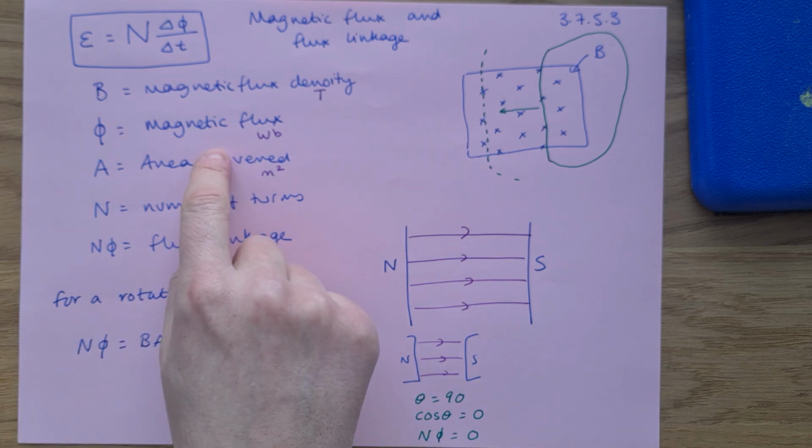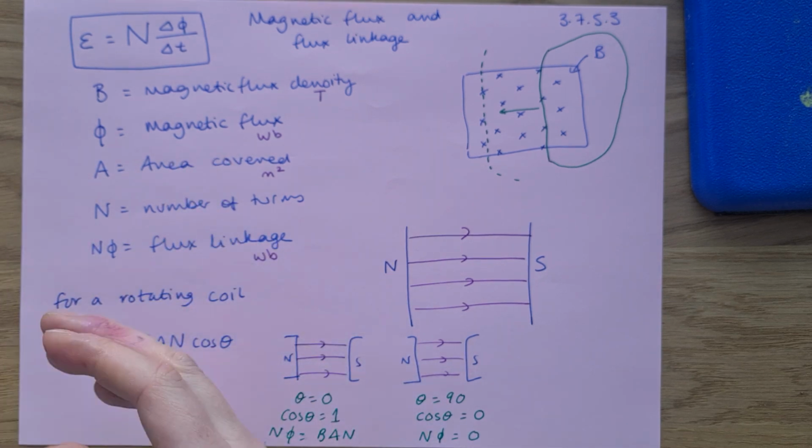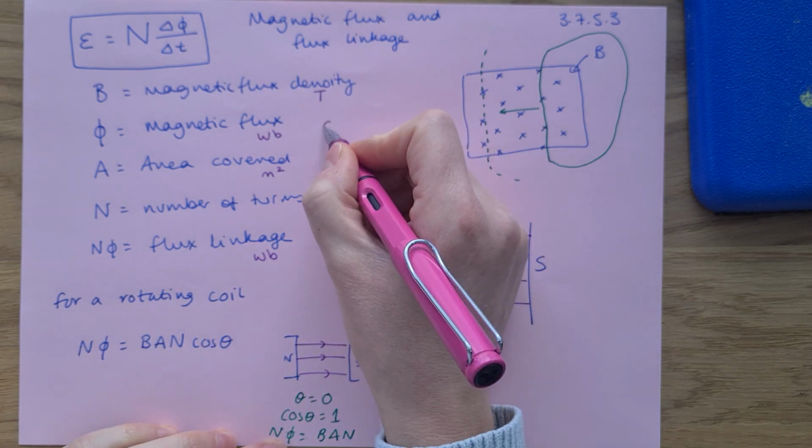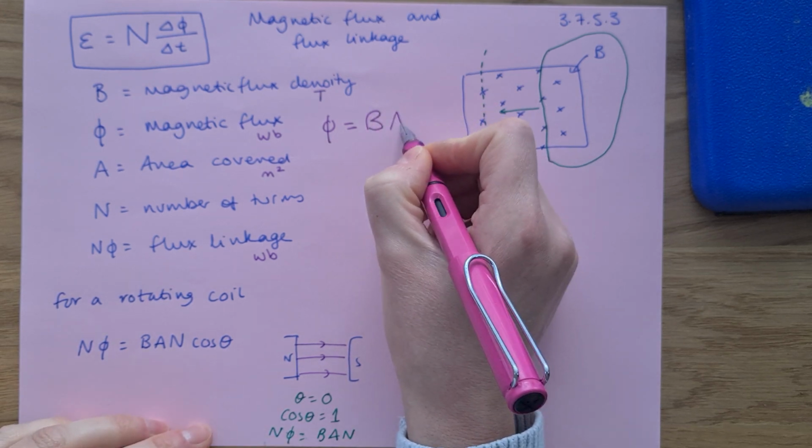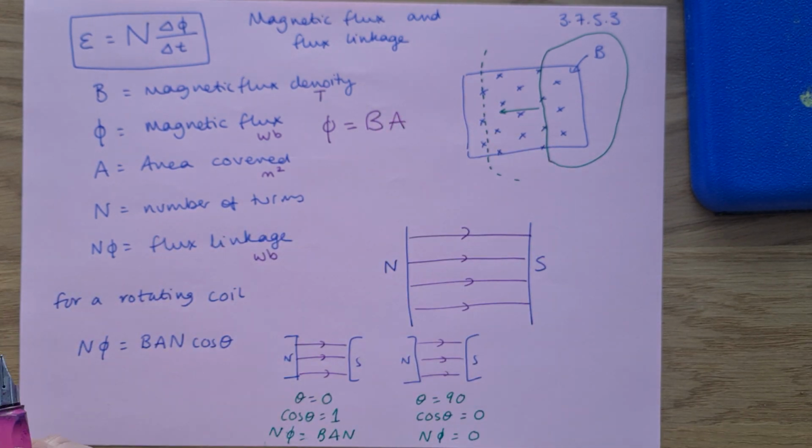Now, magnetic flux, how many field lines you've cut through, is equal to the magnetic field strength. So phi is equal to the magnetic field strength, or the magnetic flux density, times the area. They have to be normal to each other, or perpendicular to each other, right?